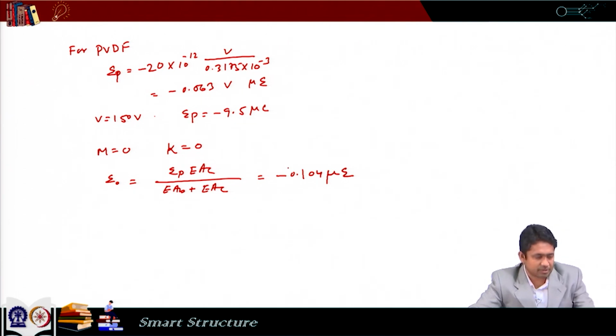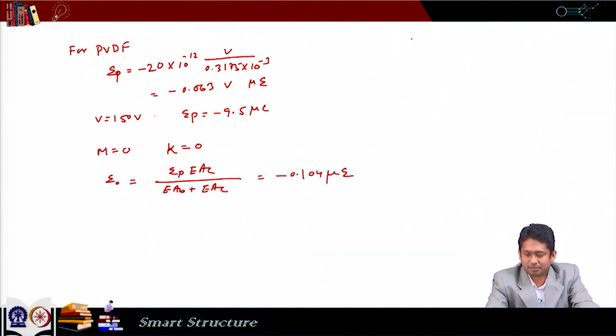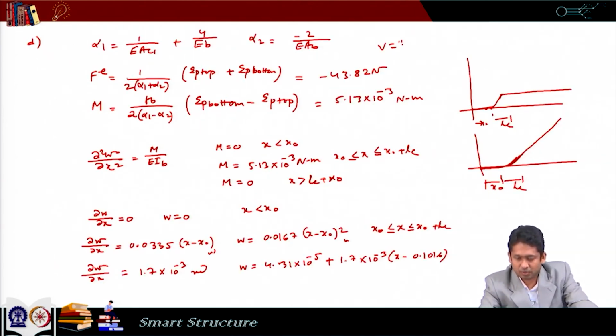Just one point to remember, in this analysis the voltage as stated in the question was taken to be 150 volt.